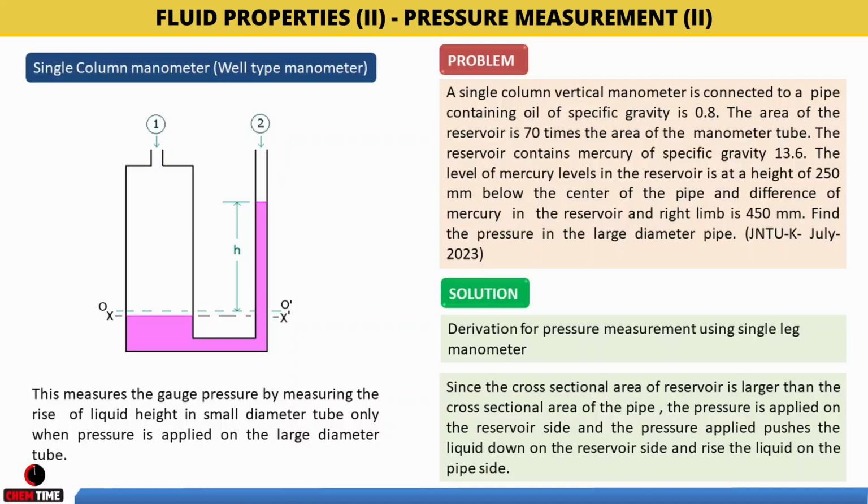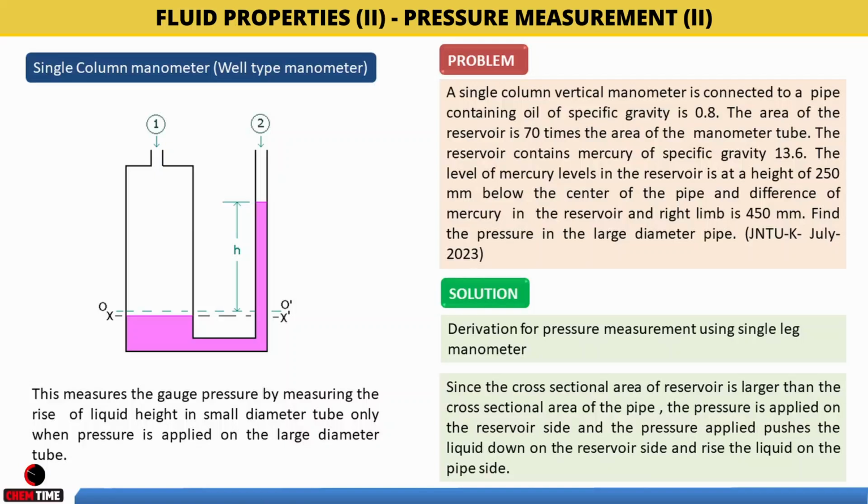So that implies a single column manometer contains a small diameter tube connected to a large diameter tube, and the small diameter tube is exposed to atmospheric pressure. Now, the problem that was given in JNTU-K for mechanical engineering in July 2023 is: a single column vertical manometer is connected to a pipe containing oil of specific gravity 0.8. The area of the reservoir is 70 times the area of the manometer tube. The reservoir contains mercury of specific gravity 13.6.